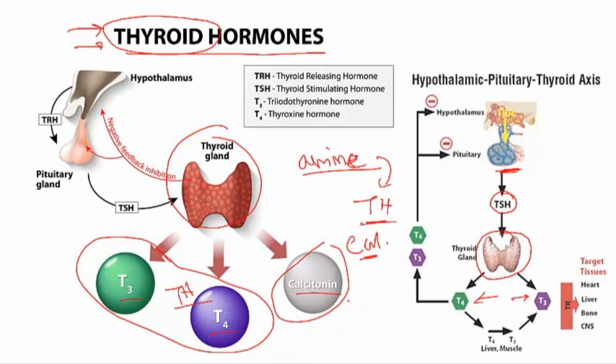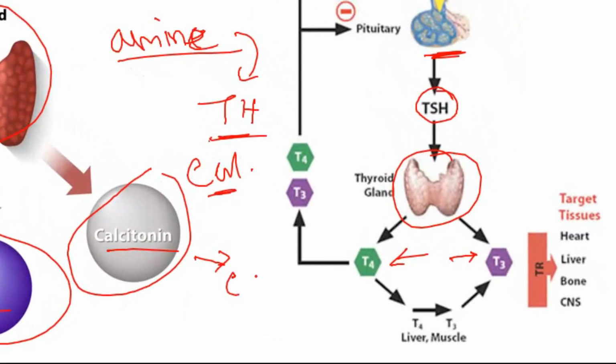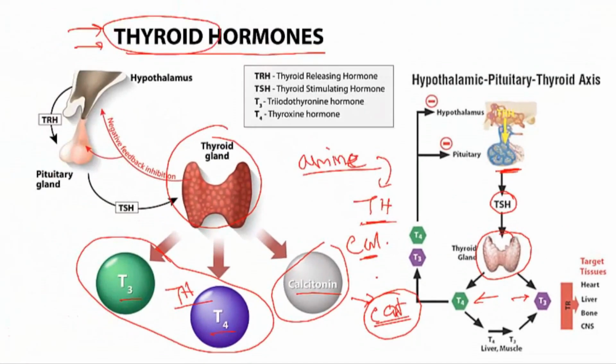While calcitonin helps regulate the blood calcium ion concentration by inhibiting osteoclast activity. Osteoclast activity helps remove calcium ions from our bone and put them into the blood, or vice versa. So calcitonin prevents the excessive resorption of the bone by maintaining a healthy calcium ion level in the blood circulation. Okay.